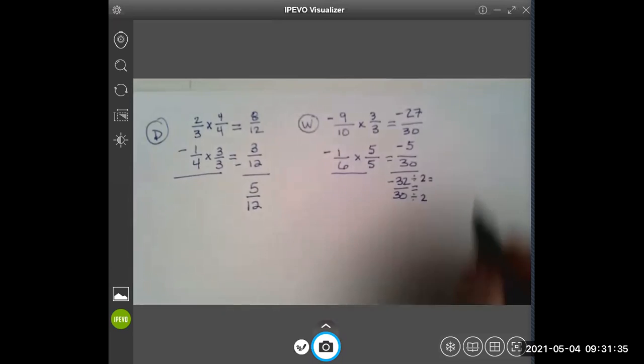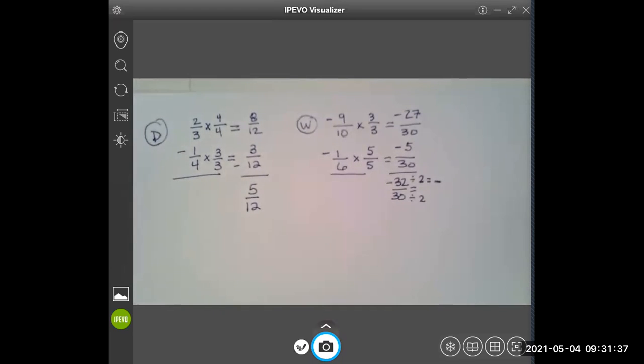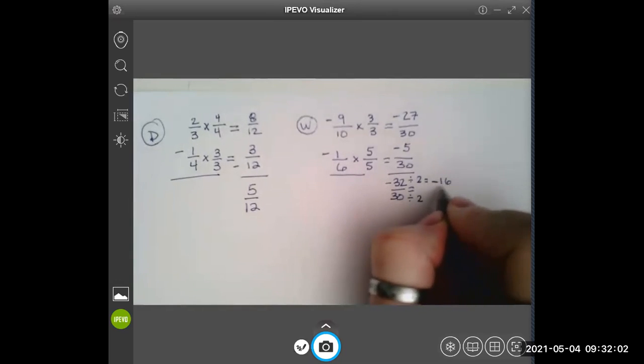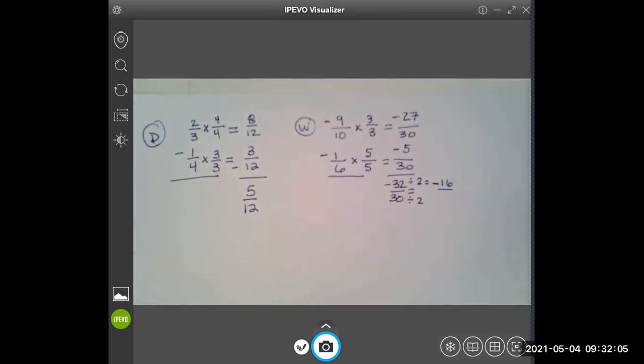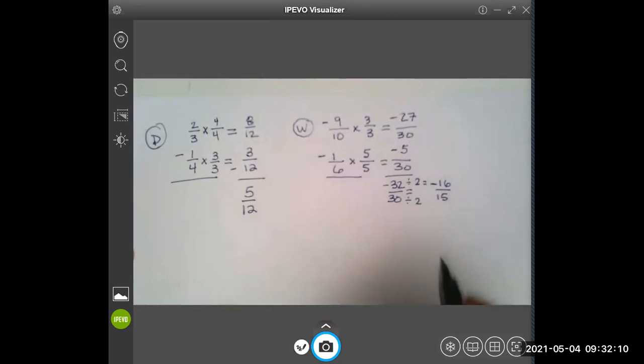32 divided by 2. Negative what? 32 divided by 2, what do we get? Use the calculator. Stop wasting our time. Negative 16. And 30 divided by 2, 15. But they want a mixed number.